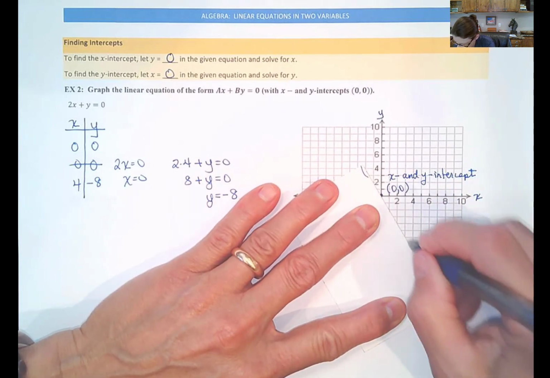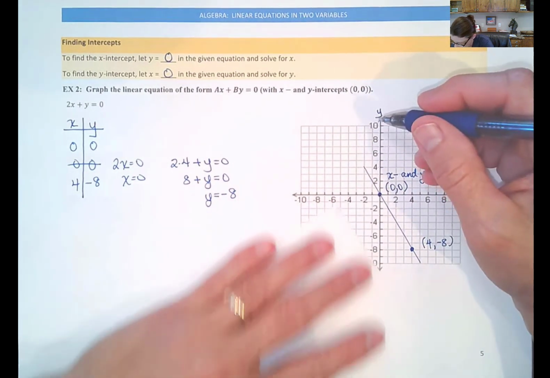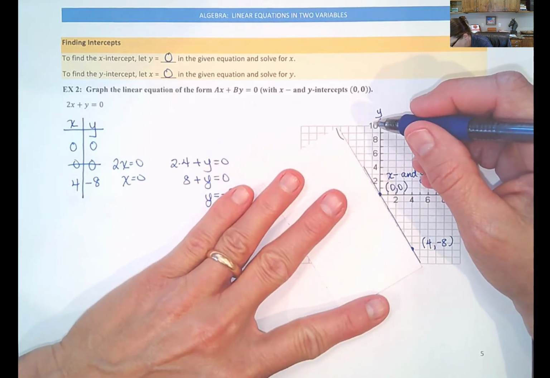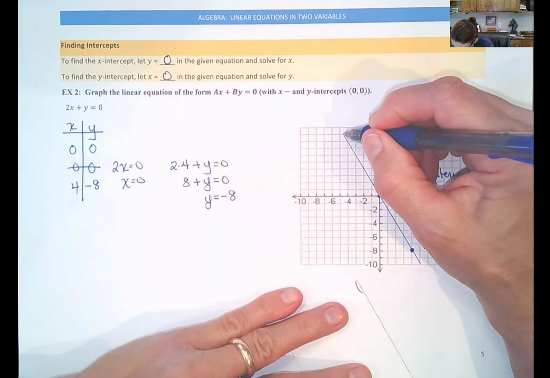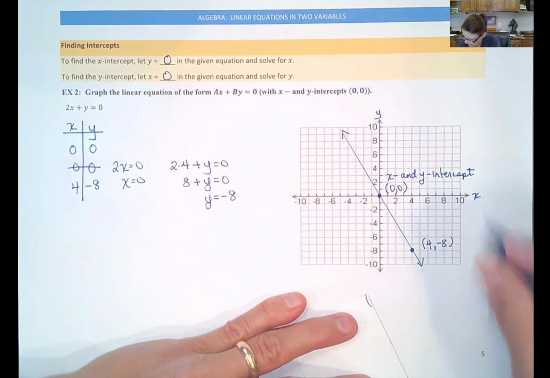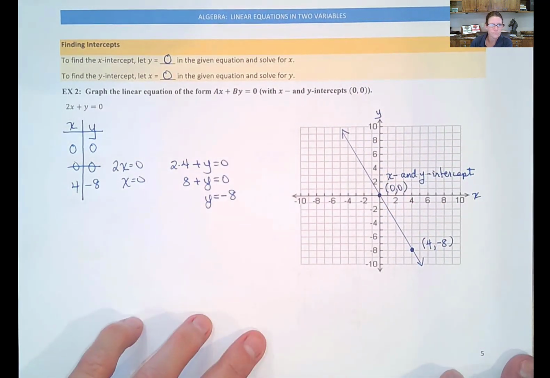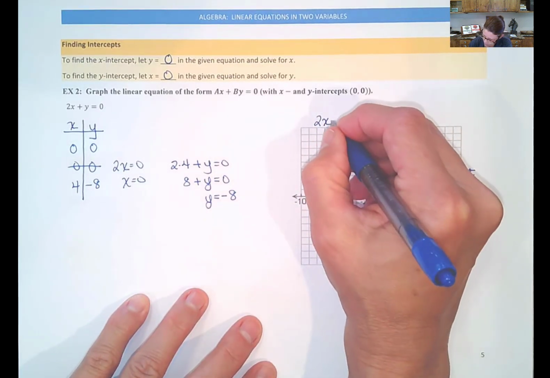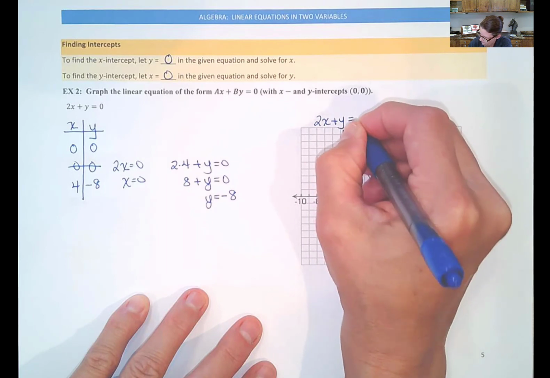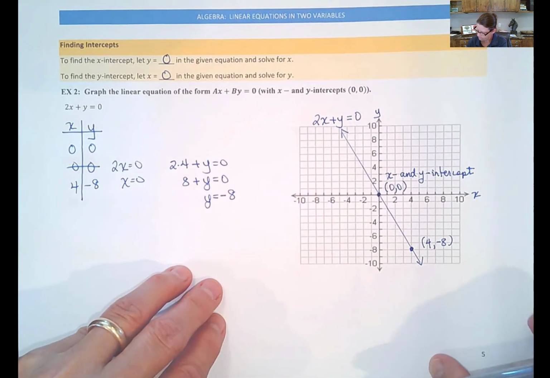And if you use a straight edge, a ruler, or a driver's license, student ID, or business card, that'll help you be neat with your work. And here we have a graph of the equation 2x plus y equals 0.